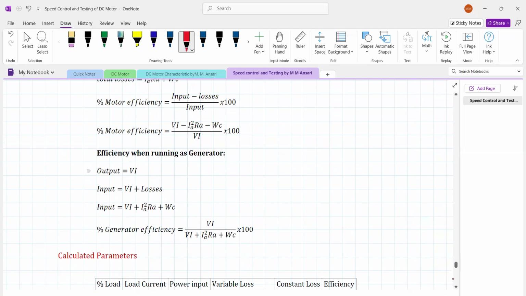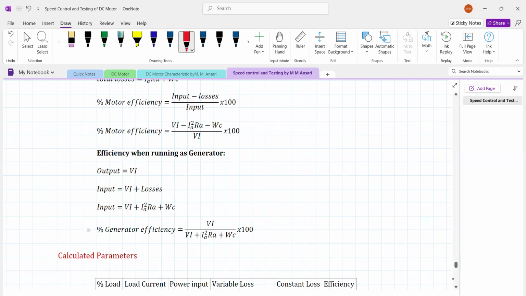V into I is the power output, whereas input is nothing but the output plus losses. So input is equal to V into I, the power output, plus losses. So what are the different losses? Different losses are nothing but the constant loss and variable loss. The variable loss is the armature copper loss, and then the constant loss. So total input is equal to V into I, copper losses plus constant losses.